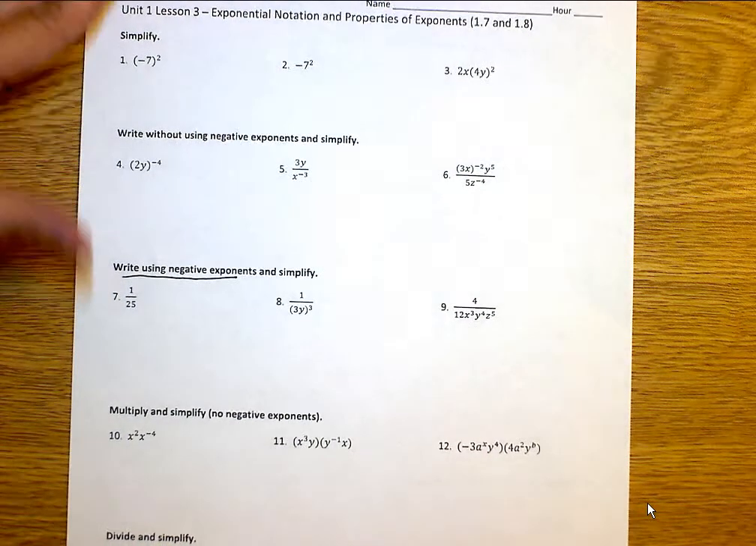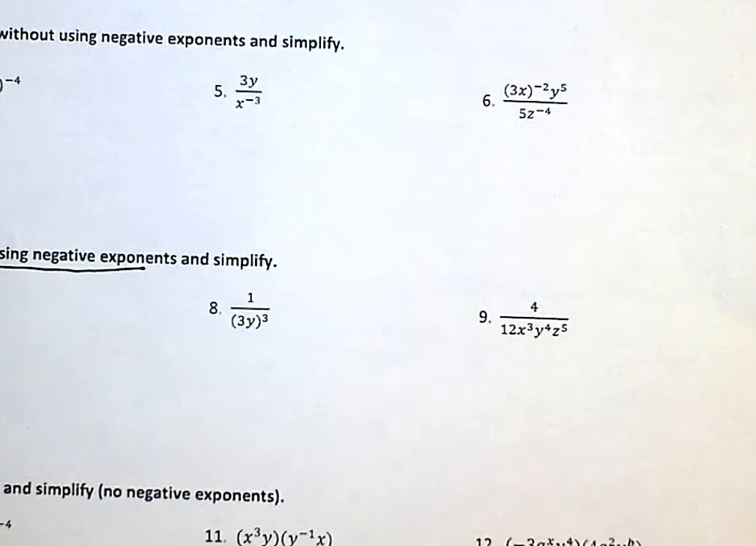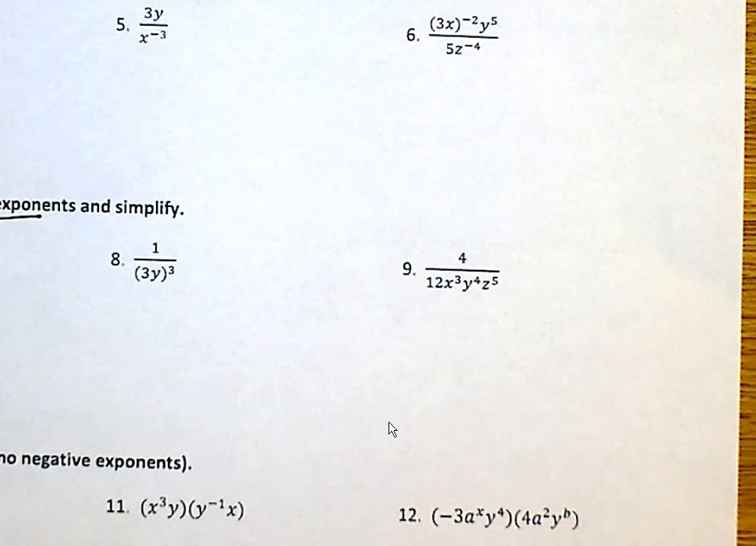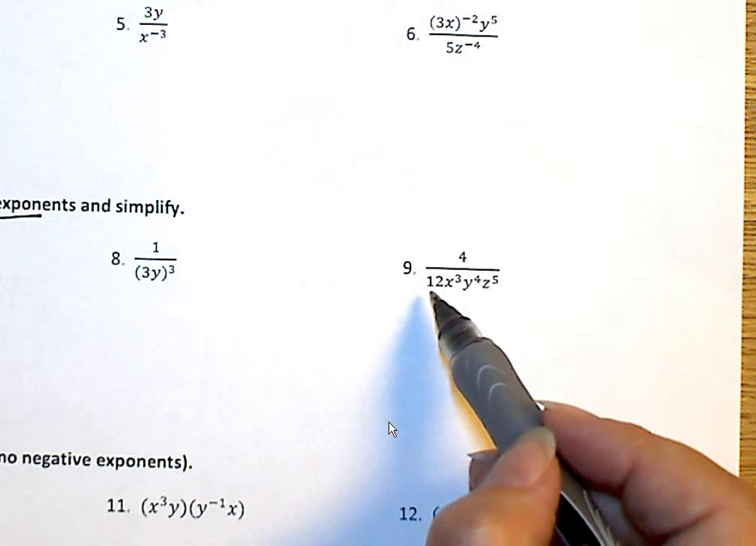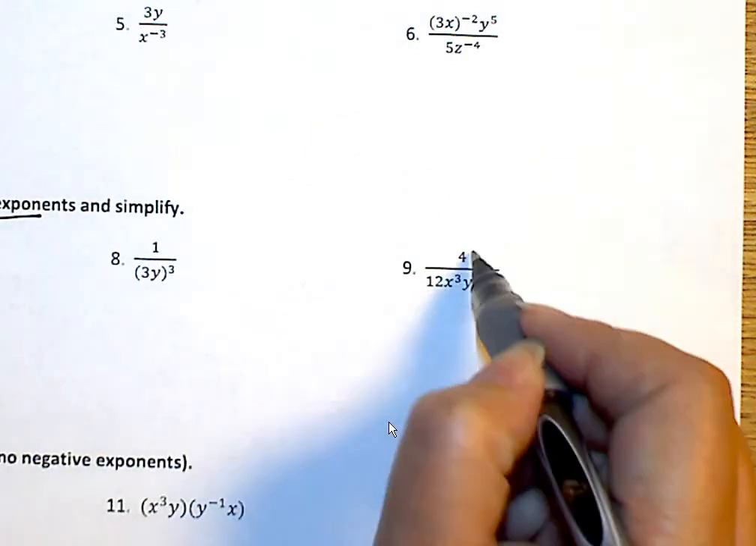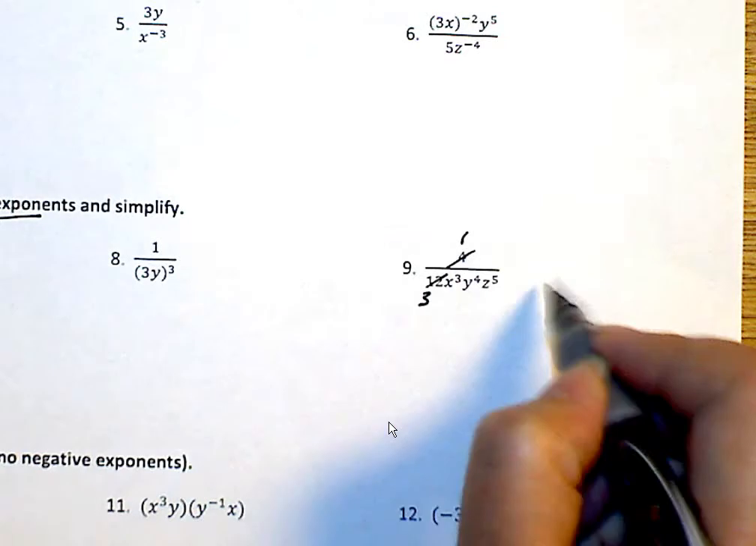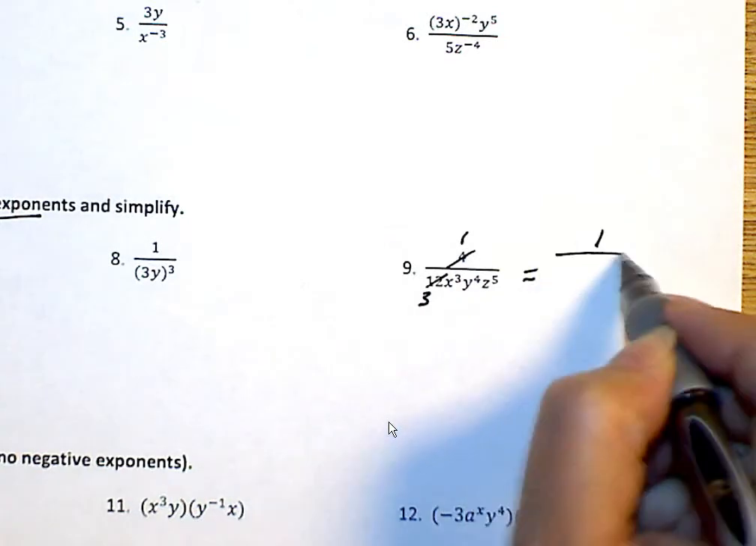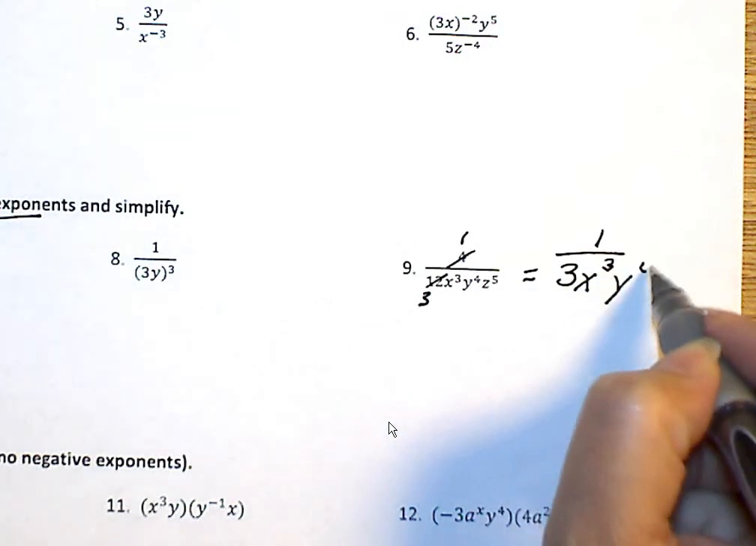So what you are going to do is reduce first. 4 goes into 12 how many times? 3. So 4 goes into 4 once, and 4 goes into 12 three times. That means I have 1 over 3x cubed y to the 4th z to the 5th.